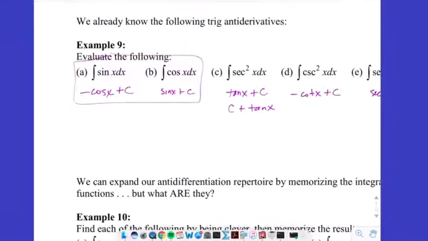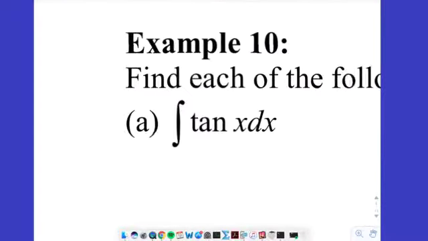So that's what we're going to do on example 9. We are going to derive the antiderivatives of the other 4 trig functions. And once we derive them, you're going to want to memorize them because you don't want to have to rederive them every time you need them. And then they become their own rules of integration for other types of problems. So the antiderivative of tangent of x is secant squared.